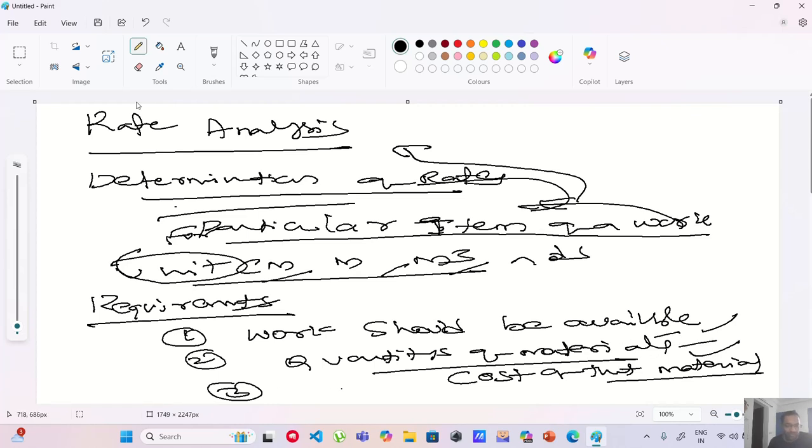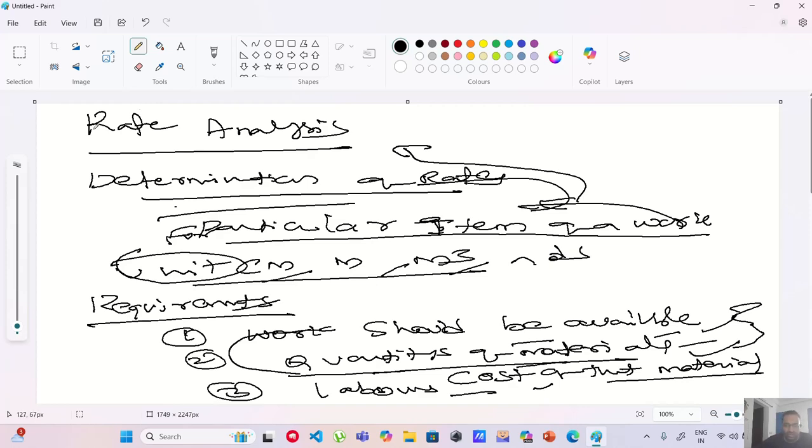We want one more requirement, which is very important to construct this work with these quantities. Very important is that labor should be available, so that we know how many laborers are required to complete this work and finish this quantity of material, and how much capacity they have to do that particular work. So these are the three important parameters to complete the analysis of rates.